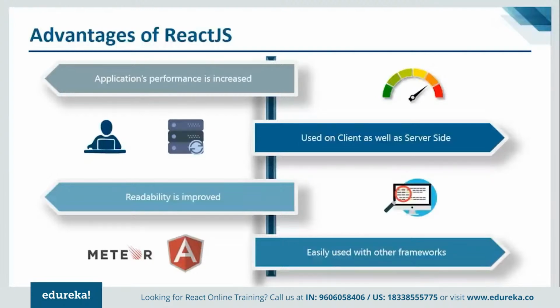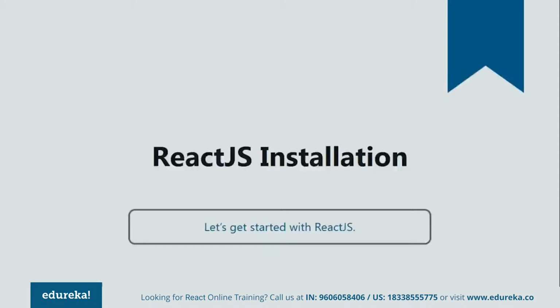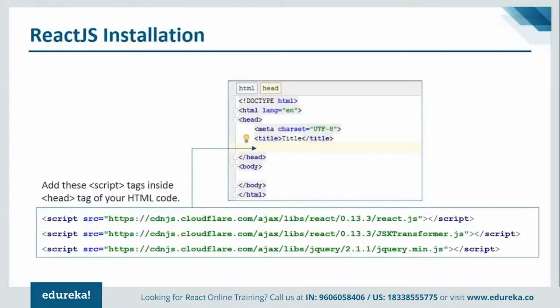So now that we have understood what ReactJS is and what its advantages are, let's proceed to its installation. Installing ReactJS is very easy. You just need to add the ReactJS dependencies to your code and then you are good to go. You can add these dependencies either directly from online repositories or you can download them and then add them to your project folder. As you can see from this code, I have added the dependencies from the online repositories. Now, let me show you how to add the dependencies after downloading them.